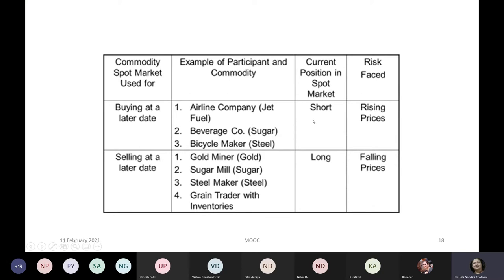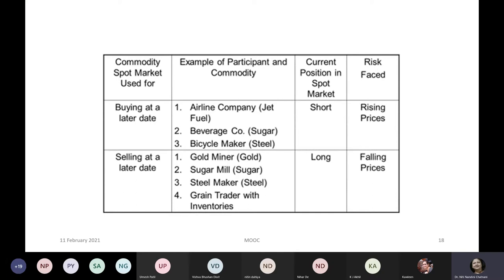Then we say their position in the spot market is short. They're short of something. They need to go to the market to buy it because they're short of jet fuel, short of sugar, short of steel. A wheat miller will always buy wheat. He's short of wheat. A toothpaste manufacturer, Colgate Palmolive, will always buy menthol because they're short of menthol, which is an important ingredient for making toothpaste. An exporter will always buy whatever commodity he's agreed to export. So a spice exporter will always keep buying various kinds of spices to export. Their position in the market is short. So when you need to buy something, your position is said to be short, and the risk you face is the risk of rising prices.